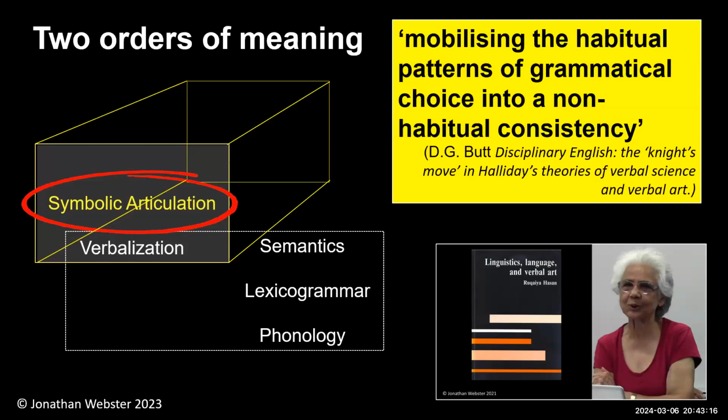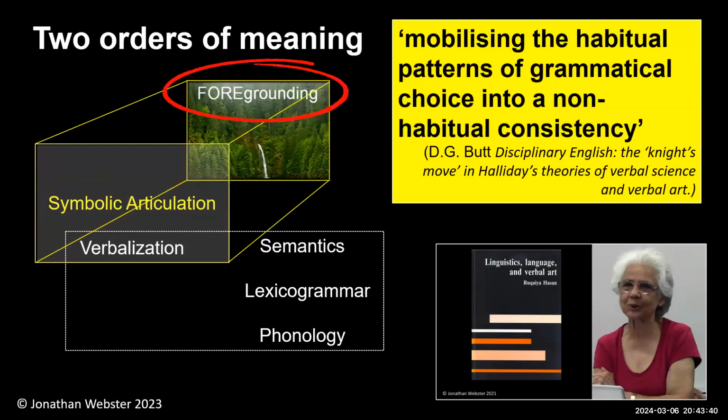And the artist creates a pattern that is the nature of that text. It is the texture of the text. Mobilizing the habitual patterns of grammatical choice into a non-habitual consistency, a specific patterning specific to the text. Once you've done that, once you've identified within the piece of art a pattern that you see, you break the pattern.